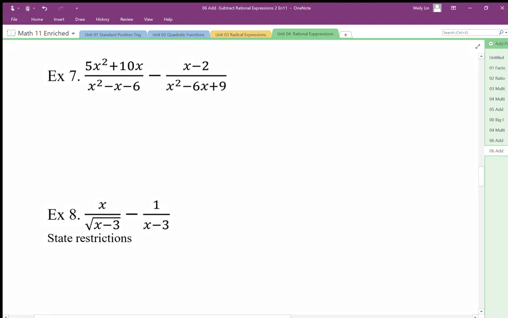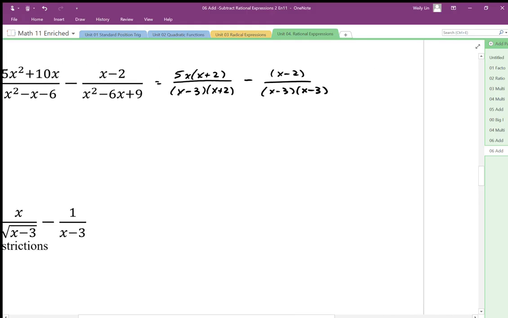For this example here, we want to make sure we factor the numerator and denominator, and we want to try to see if we can simplify the fractions first. And that's a general rule, we should try to simplify fractions first. So if I factor this out, I end up with 5x, x plus 2, and in the denominator I end up with x minus 3, x plus 2, minus x minus 2, and here we end up with x minus 3, x minus 3.